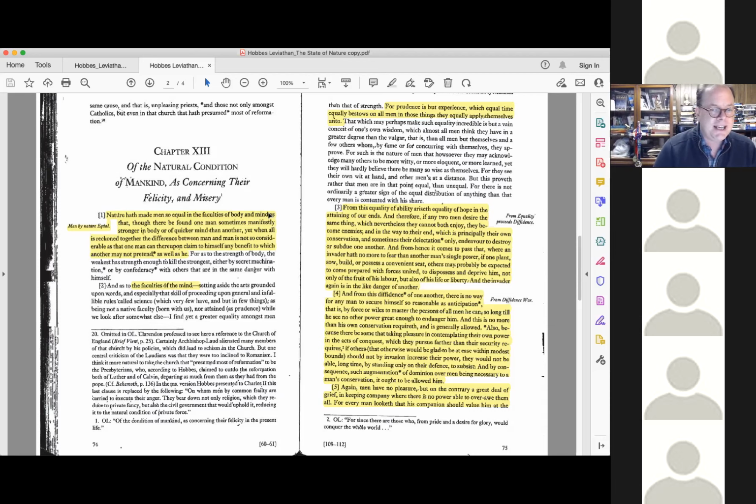Now, what about this thing? He says, still looking at paragraph 1 here at the end, either by secret machination or by confederacy, right? So we just explained confederacy. What the heck is a secret machination? What a great expression.